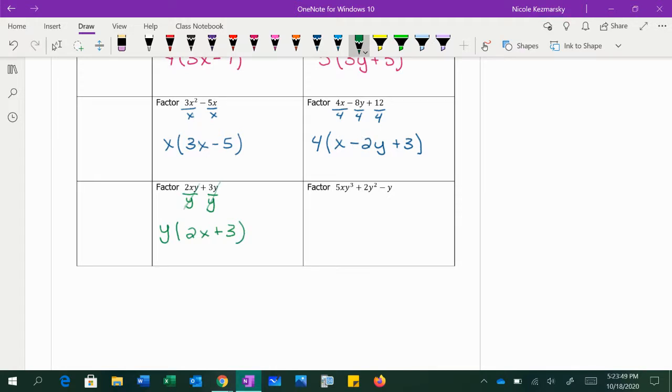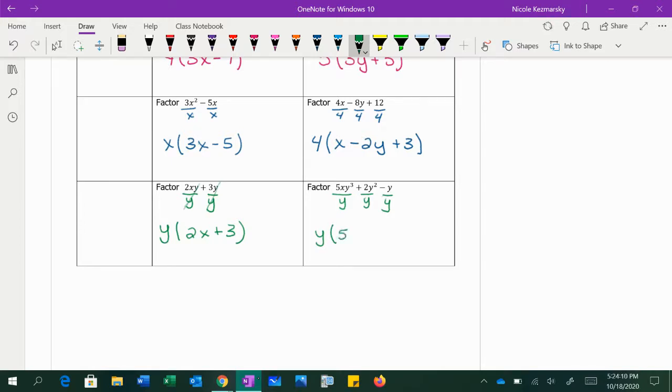Last example on this page, I see y's all over the place. I see 5, 2, and a -1, so those don't have anything in common. So it looks like the y is the only thing. So I'm going to go ahead and divide by y. That's what's going to go in front of the parentheses.